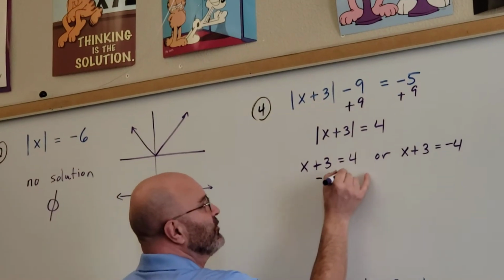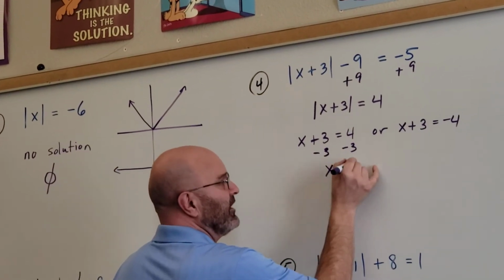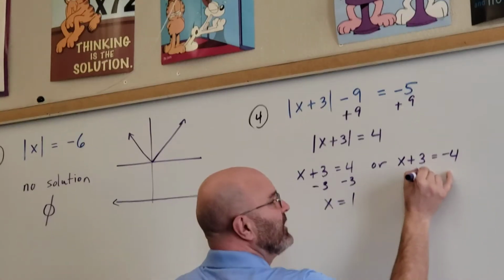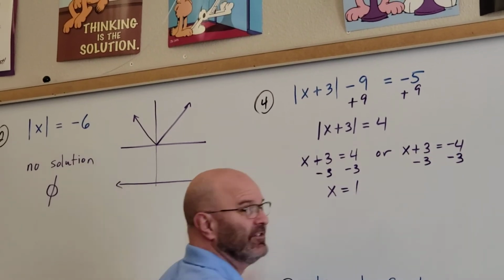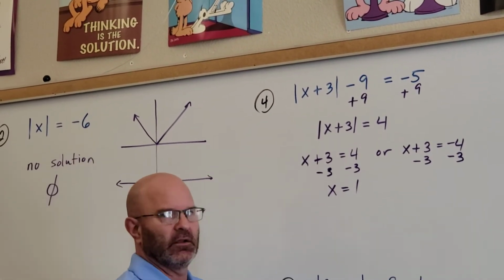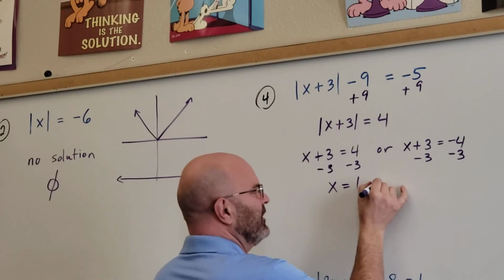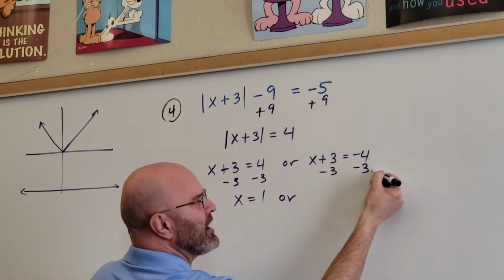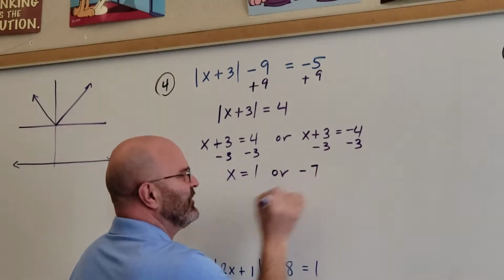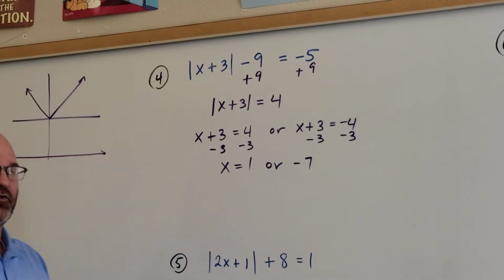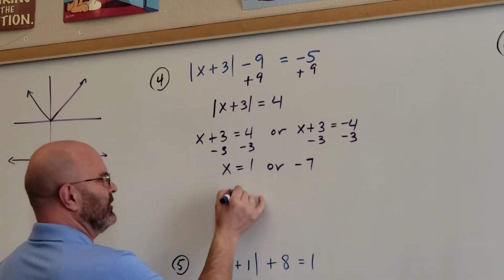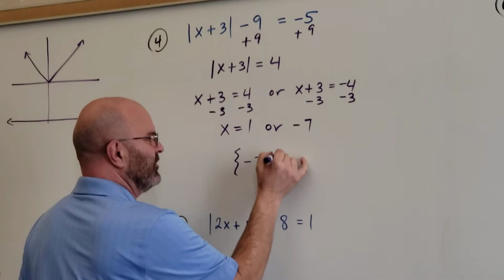If I subtract 3 from both sides, I get +1. Here, if I subtract 3 from both sides, I don't get -1. That's a very common mistake. Be very careful. -4 minus 3 is actually -7, isn't it? So double check those with your calculator. The two answers we're getting here are -7, +1.